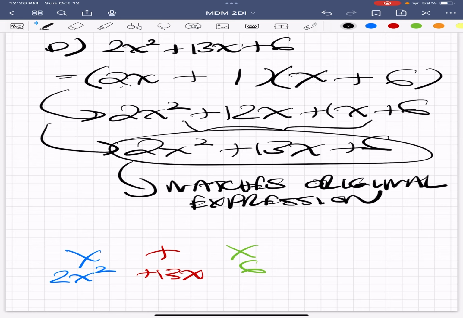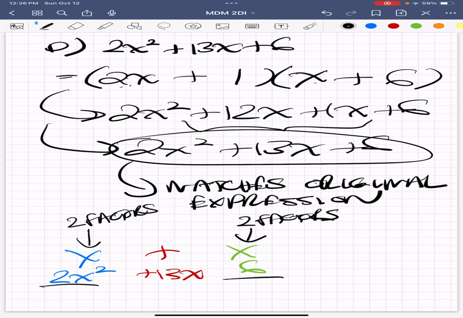And again, we need two factors that multiply to 2x to the power of 2. And then we need two factors that multiply to 6, and then like add or subtract to the middle term.